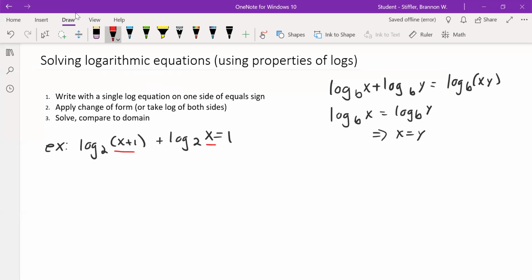So we're going to recall the general domain of a log function, which is x is greater than 0. So what I'm going to do is, based on these two expressions, underlined in red, I'm going to say x plus 1 is greater than 0, and then x is greater than 0.